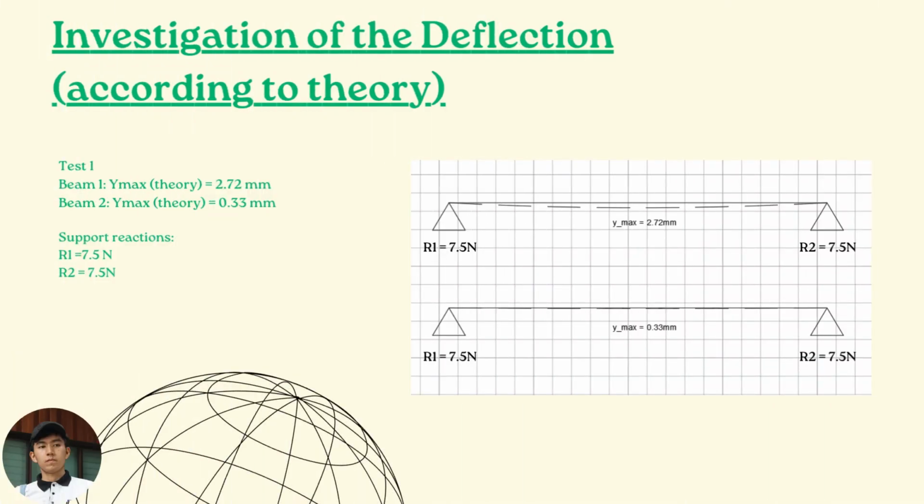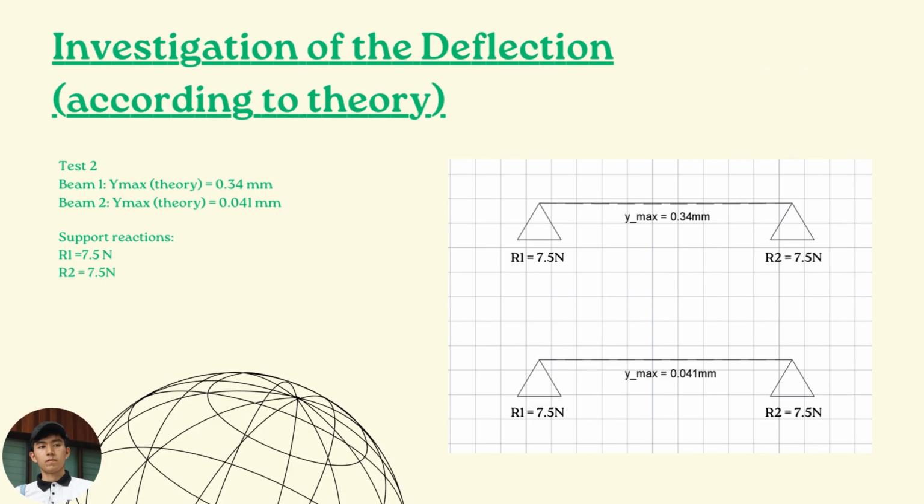Now I will talk about the deflection according to the theory. For test 1, the beam 1 Y max is 2.72 mm, while for beam 2, the Y max is 0.33 mm. The support reaction for R1 and R2 is 7.5 Newton. For test 2, the Y max for beam 1 is 0.34 mm and for beam 2 is 0.041 mm. The support reaction for R1 and R2 is 7.5 Newton.